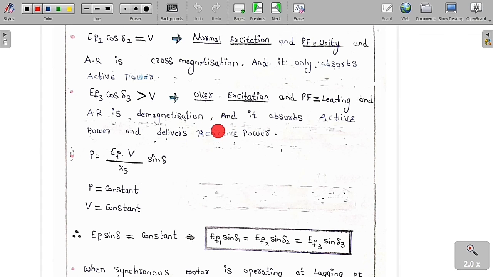So therefore it is going to deliver the reactive power to the bus bar. So simply we can say that for the synchronous motor or synchronous generator, at over excitation it is going to deliver the reactive power, and at under load, or we can say under excitation condition, it is going to absorb the reactive power.